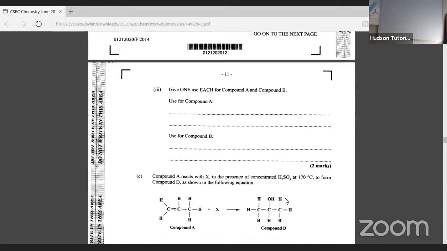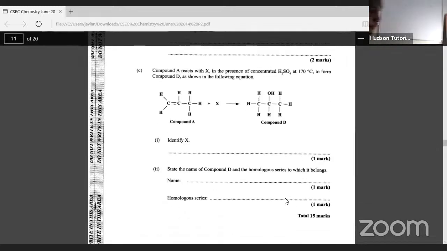So it can be used in a lot of things like fuel, right? It can also be used in plastics, like polypropylene, which is plastic bags. So compound A can be used in plastics. One use of compound B: compound B can also be used as fuel. That's why you have E10 gases when you go to the gas station, things like that, right? Let's look at question C now.